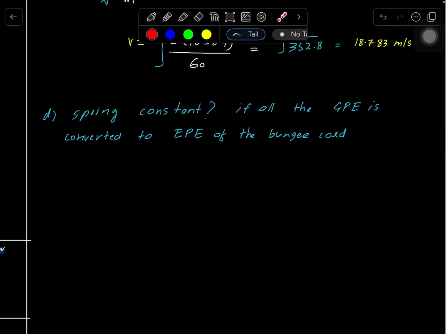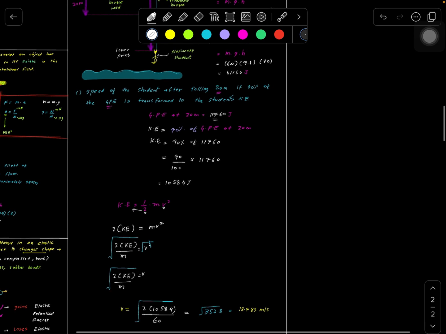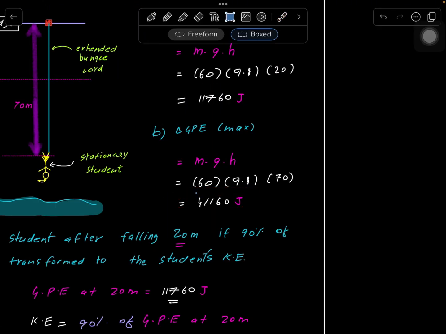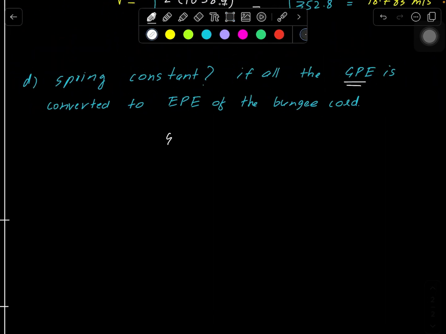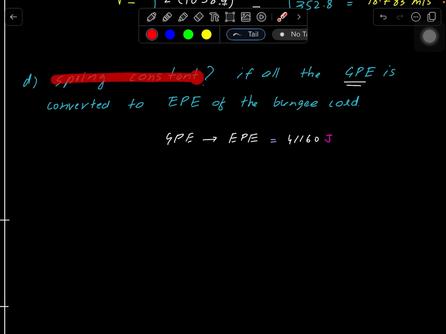First of all, we know that the gravitational potential energy is converted to the elastic potential energy. So the gravitational potential energy that we calculated was 41160. So that gravitational potential energy has been converted to elastic potential energy. So we can say that elastic potential energy is equal to the gravitational potential energy, which is the value of 41160. And now we want to find out the spring constant.